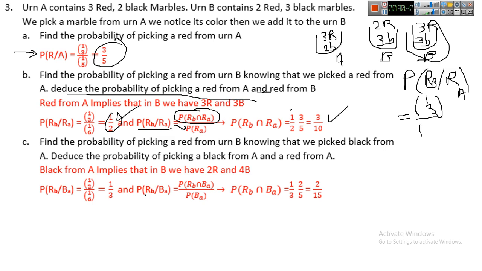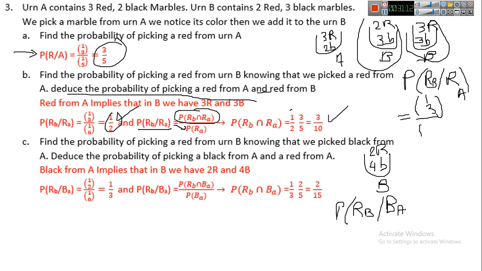In part C, find the probability of picking a red from urn B, knowing that we picked a black. So if you pick a black from urn A, instead of having 2 red and 3 black, we're going to get 2 red, and we're going to add 1 black, so 4 black. So the probability of picking a red from urn B, knowing that we have picked a black from urn A, we have added 1, so it will be 1 out of 2 over 1 out of 6. So the answer will be 1 over 3.